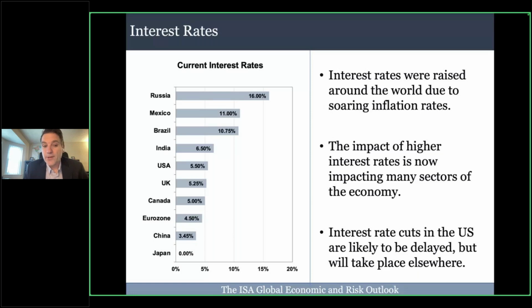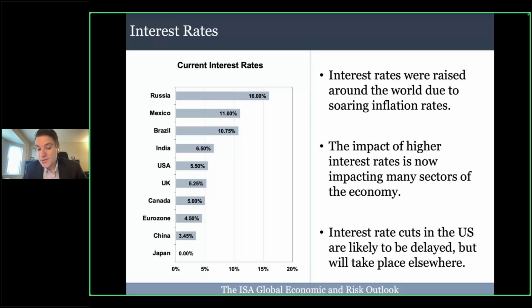But in other parts of the world, these higher interest rates have been having a noticeable impact on the economy, and we're starting to see central banks beginning to introduce tentative rate cuts in many parts of the world. We expect the Eurozone to do so shortly.